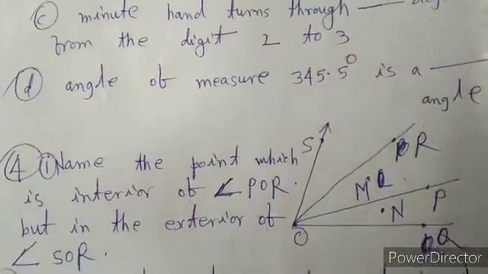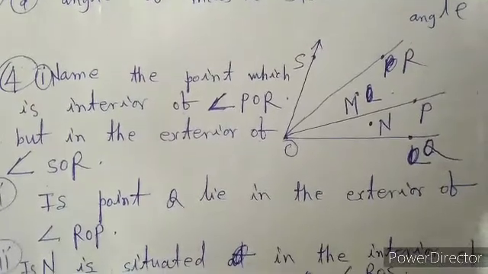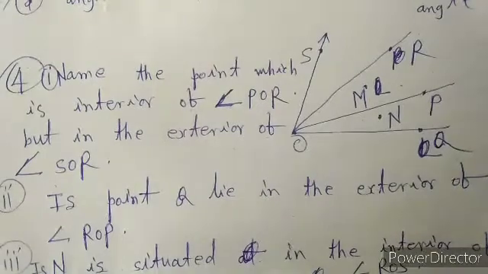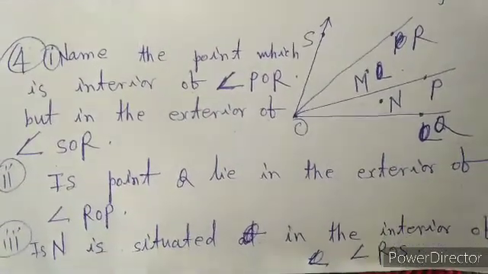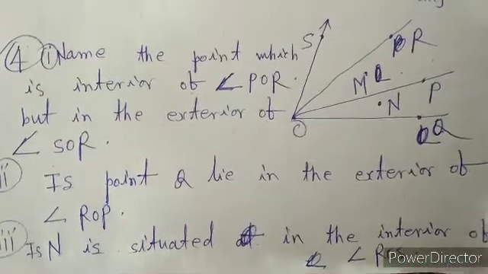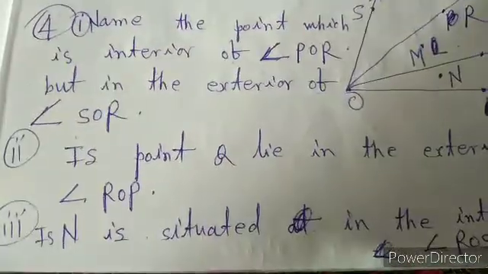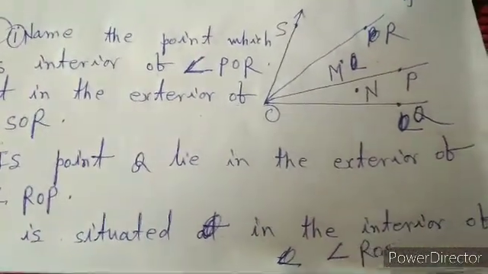Question number 4. 4.1. Name the point which is in the interior of angle POR but in the exterior of angle SOR. 4.2. Does point Q lie in the exterior of angle ROP and is it situated in the interior of angle ROS?